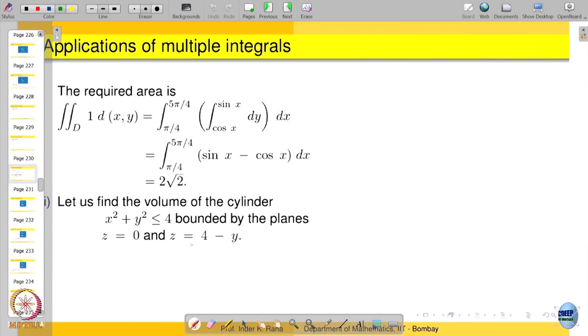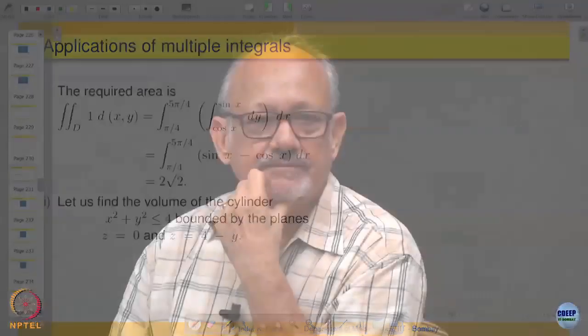So let us try to visualize it. How does the object look like? Right, that is why I am trying to do this example. x square plus y square equal to 4, that is a cylinder, right. What is the axis of the cylinder? X axis, because x is independent, x is not mentioned there, right. So at any point x, the points in the cylinder satisfy x square plus y square less than or equal to 4. That means any section of the cylinder is the disc. So it is a circular cylinder, right. Every point the section is a circle.